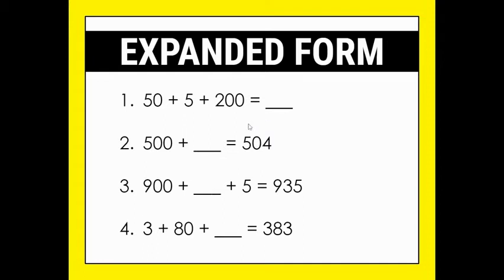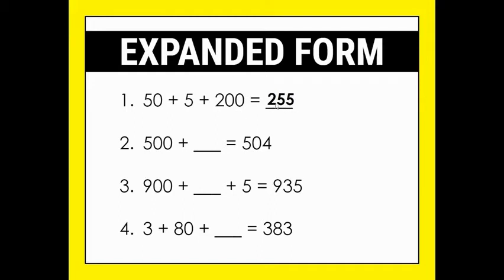So let's find the hundreds first. Let's see, these are tens, these are ones. So here's our hundreds. So I know that I'm going to have a 2 in my hundreds. Now let's look for my tens. There's my tens. I'm going to have a 5 in the tens. And then I'm also going to have a 5 in the ones. So this number is 255.